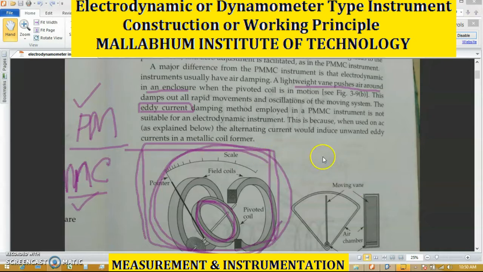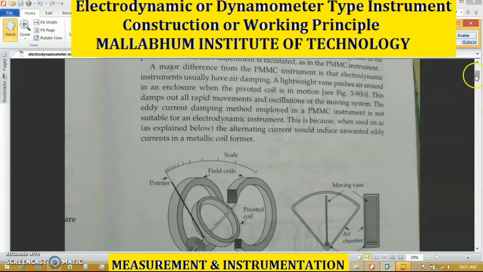The PMMC instrument minimizes the oscillation of the pointer with the help of eddy current, but this eddy current effect is not suitable for the electrodynamic type instrument, as AC operation is performed in it. So here we minimize the damping effect of the pointer with the help of air. The air is pushed into the pointer arrangement, and this air provides some amount of friction which damps the pointer.